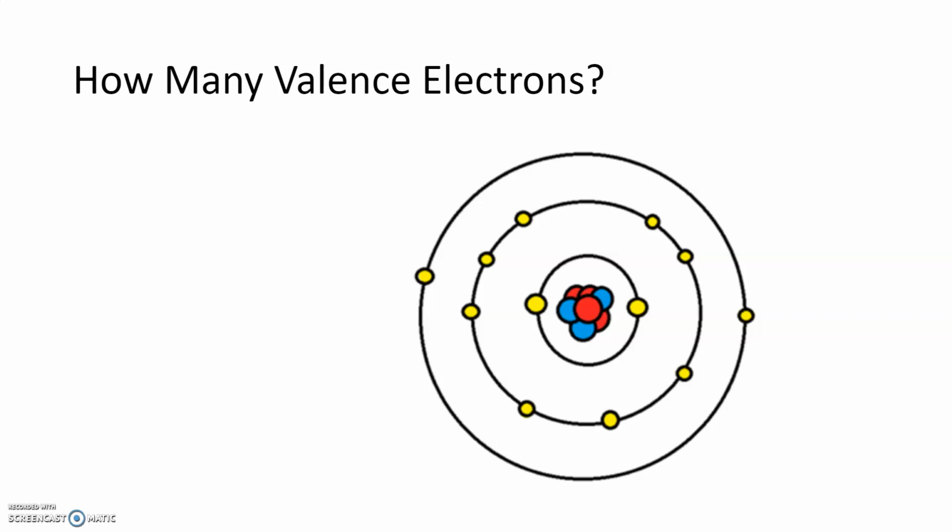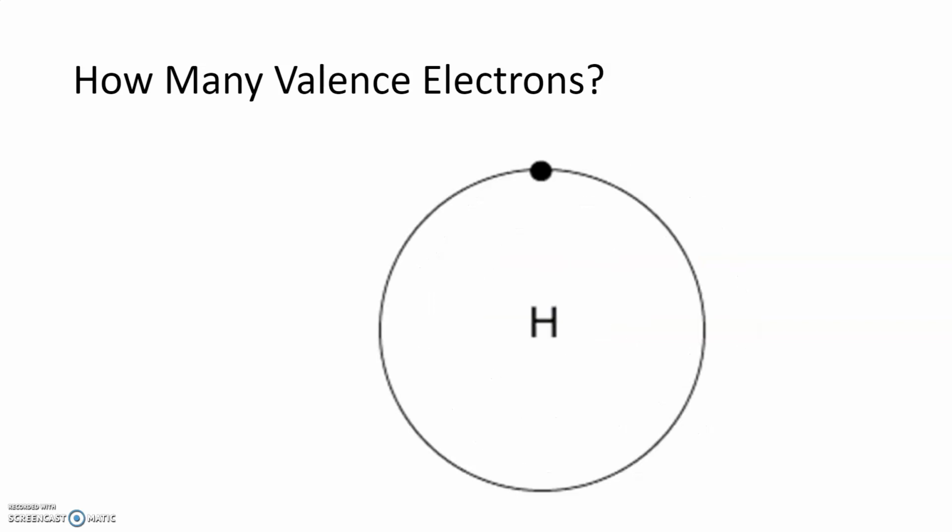So this first element, we don't know what element this atom is, but we can say without a doubt that in the outermost ring, there are only 2 yellow dots. So this has 2 valence electrons. This next one tells us this is hydrogen, and hydrogen only has 1 electron, and that 1 electron also happens to be its valence electron.